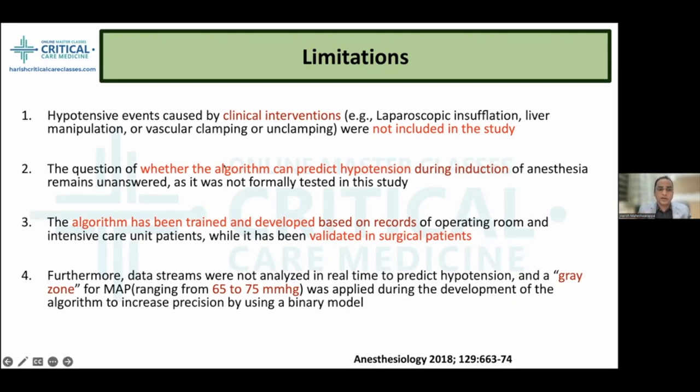The question of whether the algorithm can predict hypotension during induction of anesthesia, we need more and more data on this. The algorithm has been trained and developed based on the records of the operating room and some minimal data in the post-operative ICU, that is the surgical ICU, but we don't have full-fledged validated data in other surgical patients. Again, most of the data use a particular mean arterial pressure that is less than 65. What happens when the MAP is between 65 to 75? We need more and more data on this.